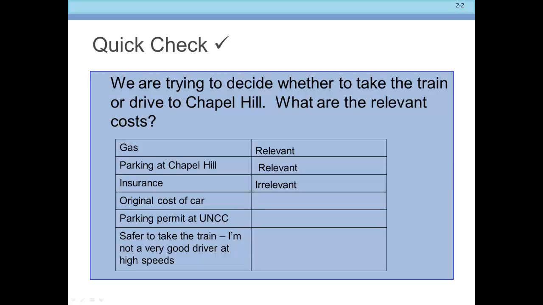You got it. And how about the original cost of the car and the semester parking permit at UNCC? Well, those both feel like sunk cost and therefore irrelevant. We made them in the past and they can't be changed going forward. Right again. And how about the fact that I'm a bad driver? I would sure think that is relevant. No way I'm riding with you.